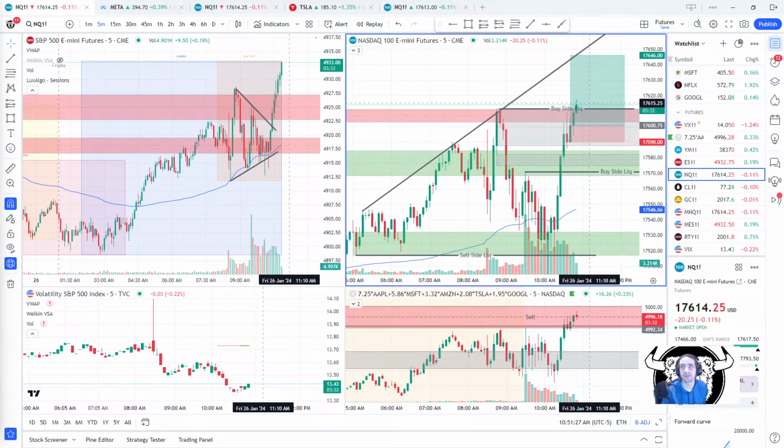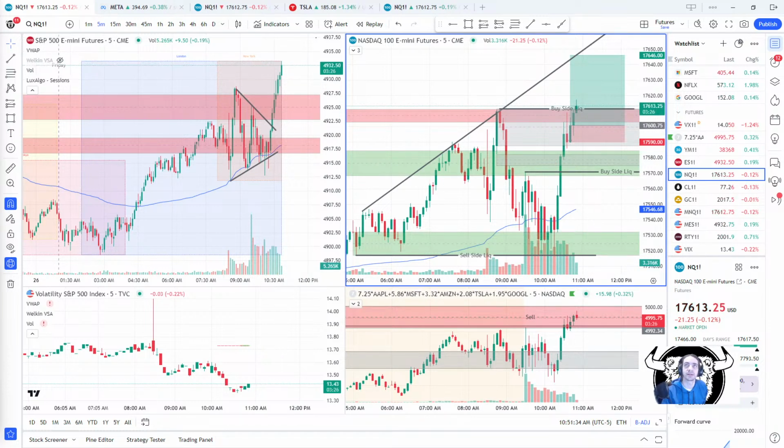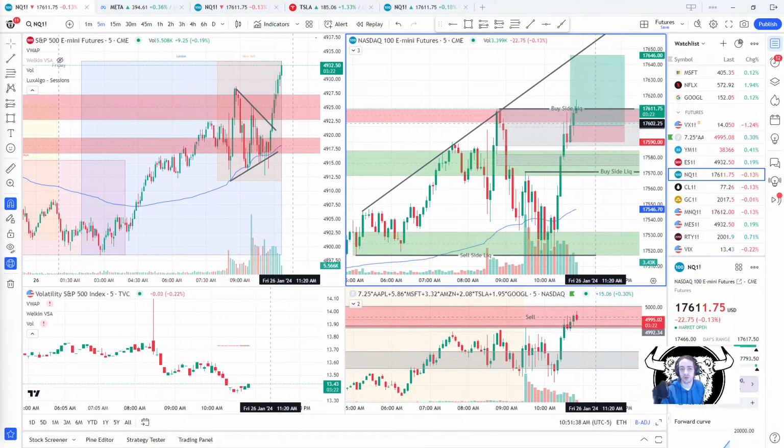Come on, buyers. AMD with a nice push. I like that. Nvidia with a bit of a pullback. Tesla pullback. Ooh, Microsoft pullback. Again, this is a strong, strong buy-side liquidity level. A lot of people had stops here. A lot of people were waiting to go long here.